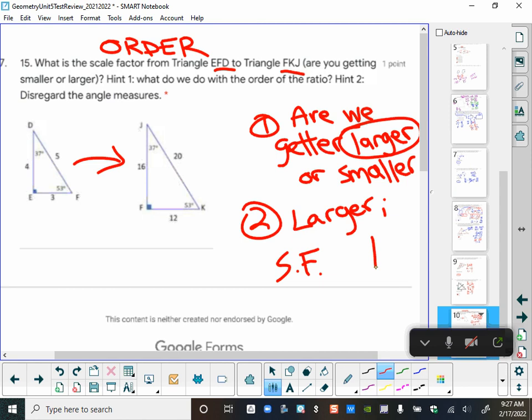Because now we need to figure out, now the goal is we need to figure out what number we are going to multiply any of these 3 sides by to get those 3 sides. In the end, it's going to be 4. That's going to be your scale factor. And the way you get it, well, I told everybody, the order, do we keep it or do we flip our order for scale factor?